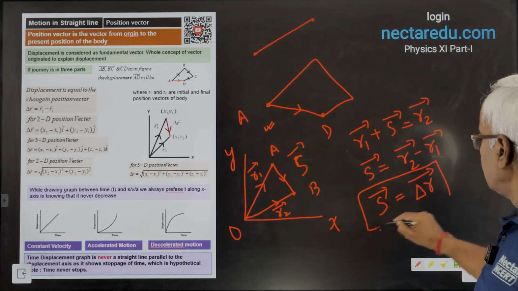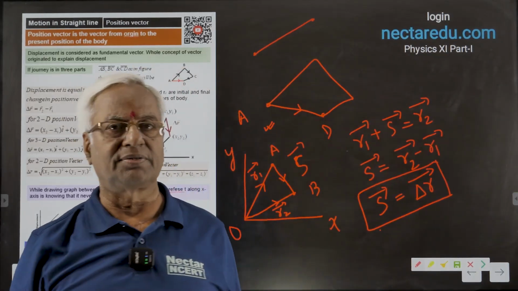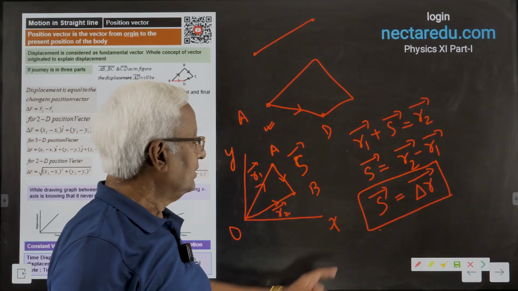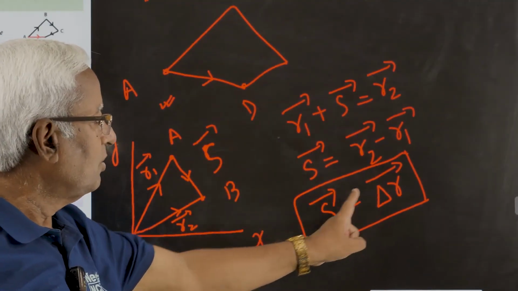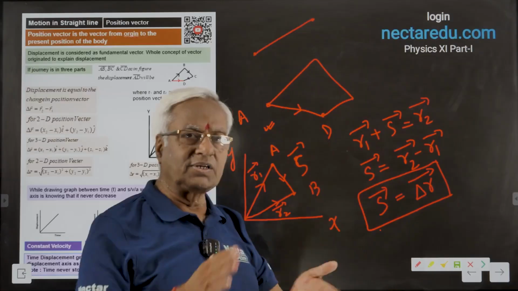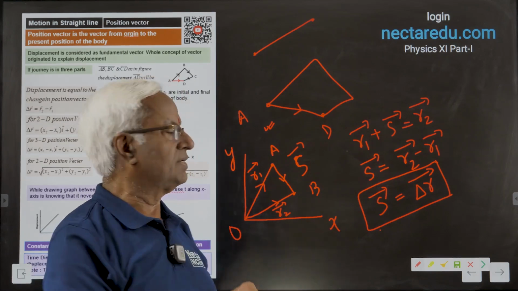One very important result, and this is in applied physics, in applied mechanics rather, it's most commonly used. You might remember displacement is equal to the change in position vector. What is displacement vector? It is the change in position vector.